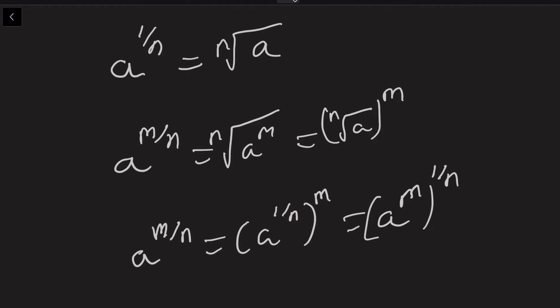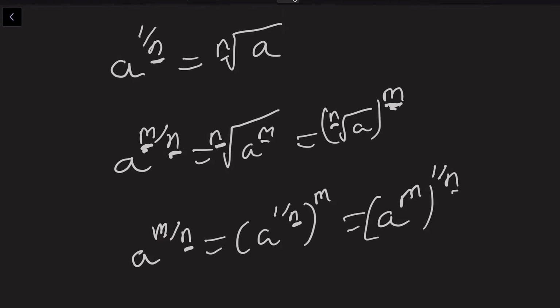What we can see in these three examples is that our denominator is the index of our radical, and our numerator is the power to which it's raised. So in each example, n is our denominator and our index, and m is the power.